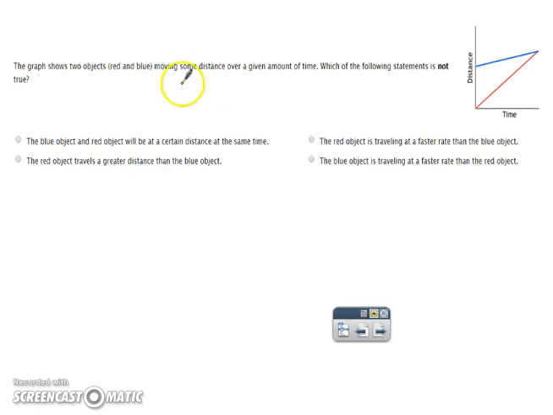This graph shows two objects that are moving at a given distance up and down over a given amount of time. Okay, and what we need to know is that the blue line is slow because it's not steep, and the red line is fast. Now, the red line starts here and goes up to here, so it travels this much distance, whereas the blue line starts here and goes to here, so it travels that much distance. So the red guy starts at 0. He has to travel all this way. So I'm going to circle the word not here because I'm looking for which one of these is false, and only one of them is false. So let's go through. The blue object and the red object will be at a certain distance at the same time. That means they will intersect.